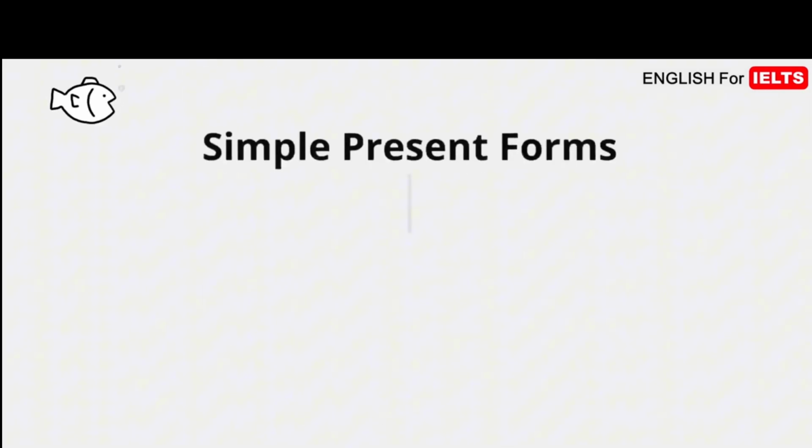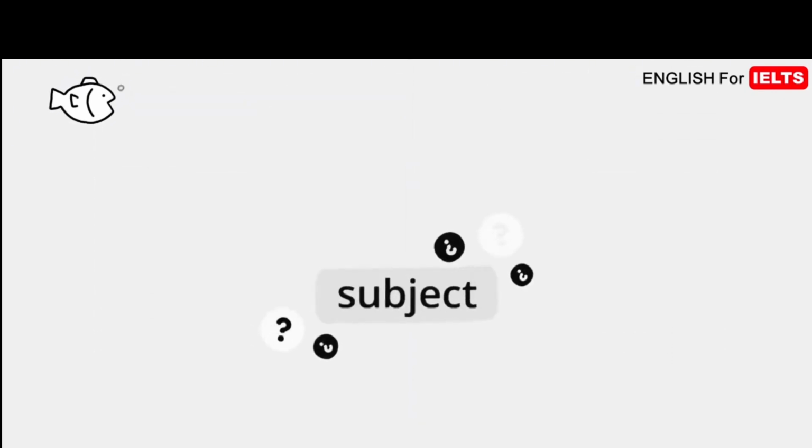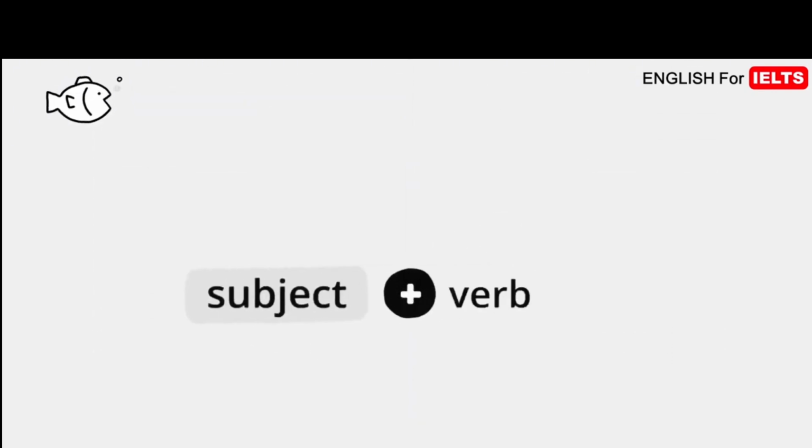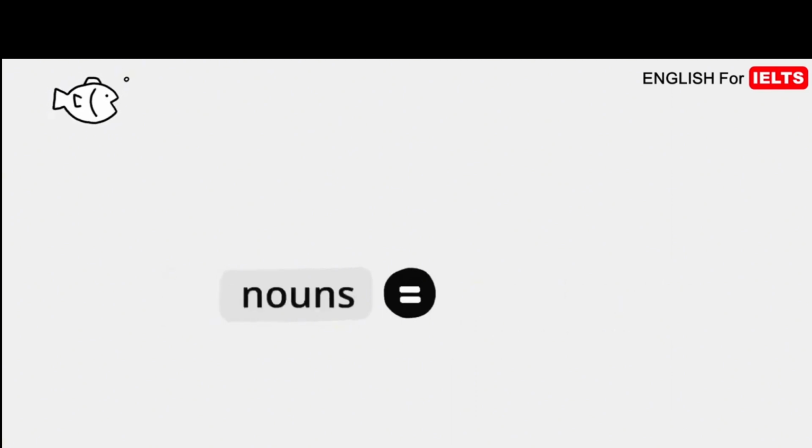Simple present verbs have two forms. Which form do we use? That depends on the subject of the sentence. Subjects can be pronouns. Subjects can also be nouns.